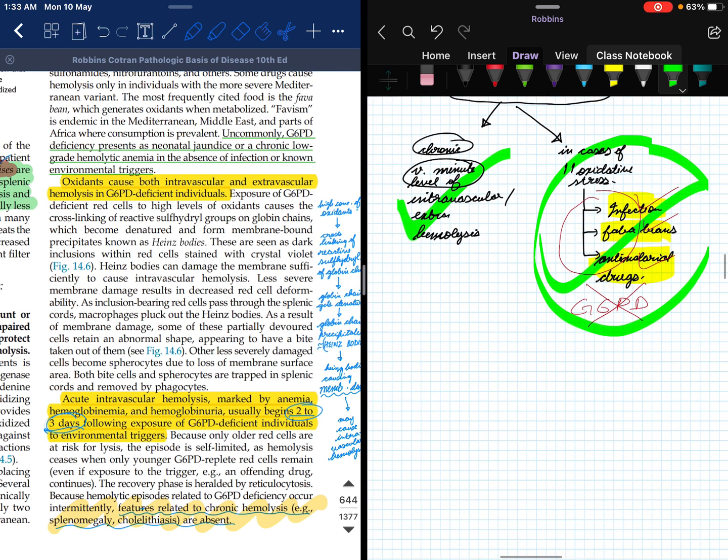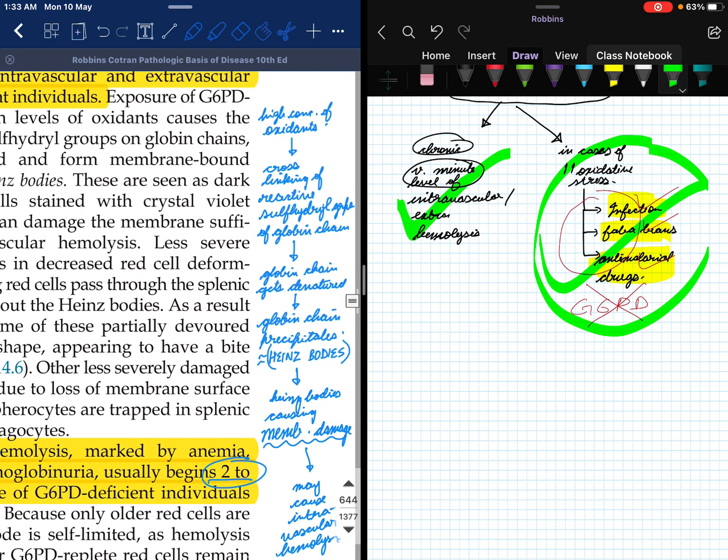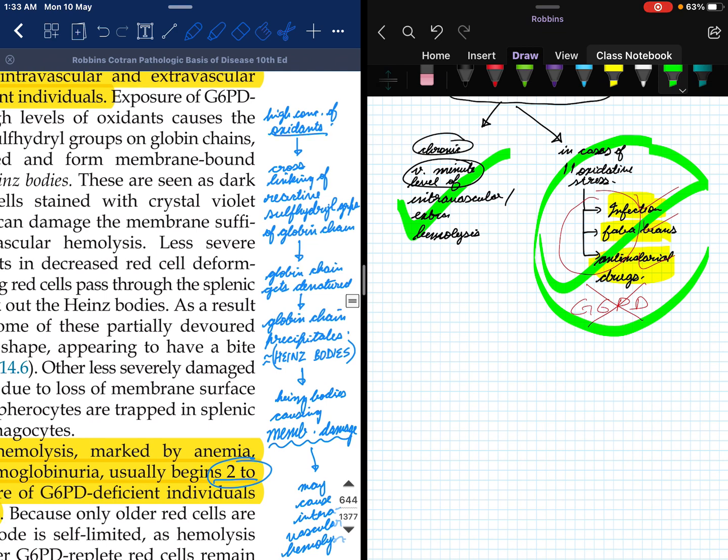Now let's come to why G6PD deficiency would cause hemolysis. As the oxidative stress increases in the cell, oxidation of the globin chain would occur. The reactive sulfhydryl groups in the globin chain get cross-linked. After that cross-linking, the globin chain gets denatured. The globin chain is now of no use, it has become damaged.